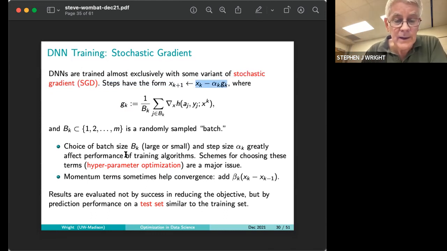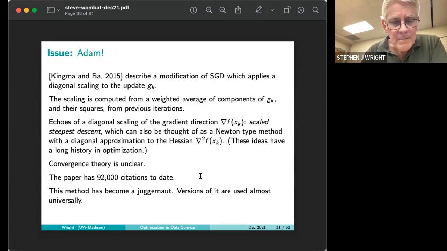That's all it is. But of course, doing this in an efficient way on real problems and real nets is, you know, there are literally hundreds of people employed by Google and Facebook and the other big tech firms whose job it is to figure out what's the best way to choose the size of the batch, what's the best way to choose the alpha K, what's the best way to choose the momentum term, which I haven't talked about. This is so-called hyperparameter optimization, and there's an entire industry devoted to doing that.